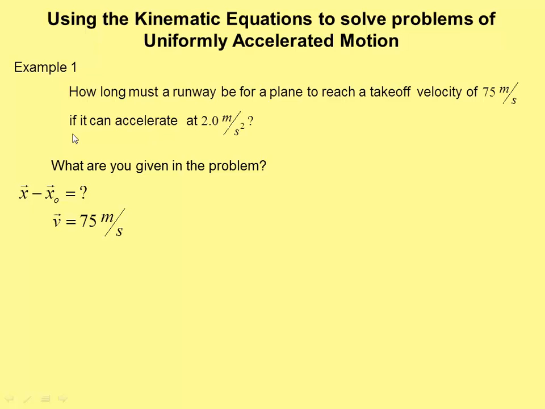This last one's a little easier to do. If it can accelerate at 2.0 meters per second squared, so that's the acceleration. By the way, remember that means that the plane will speed up 2.0 meters per second every second that goes by. It's how quickly the velocity is changing.